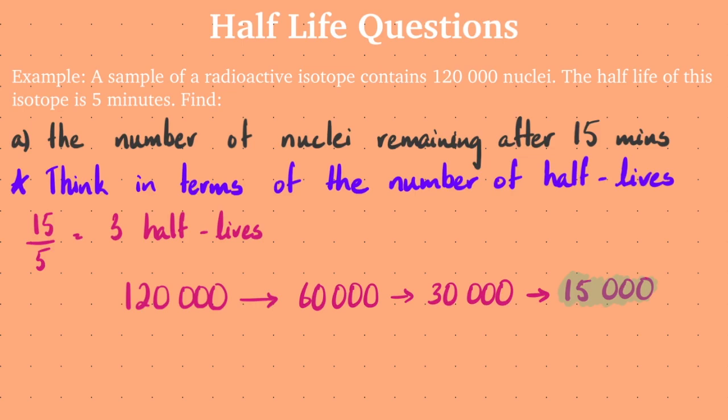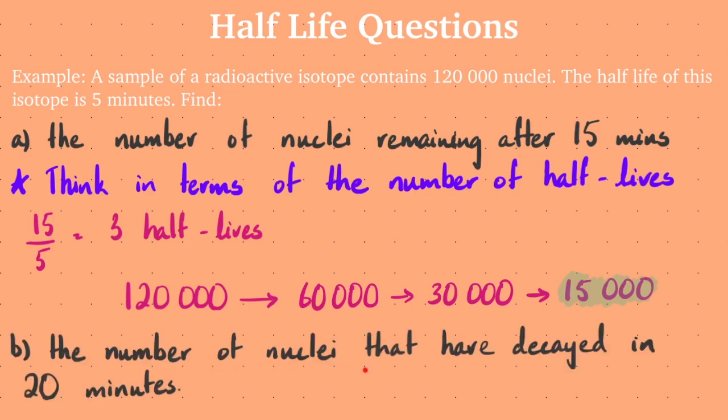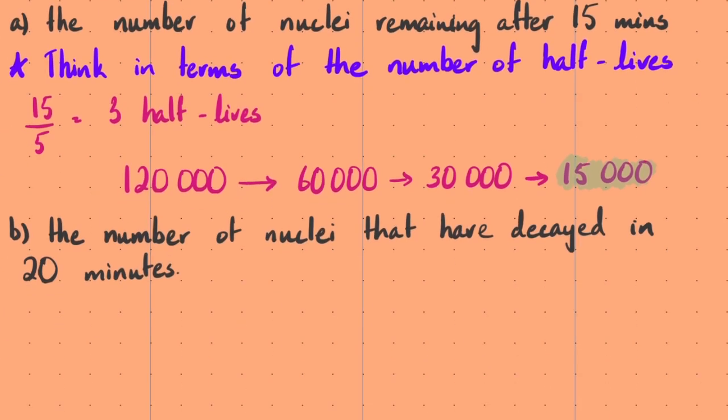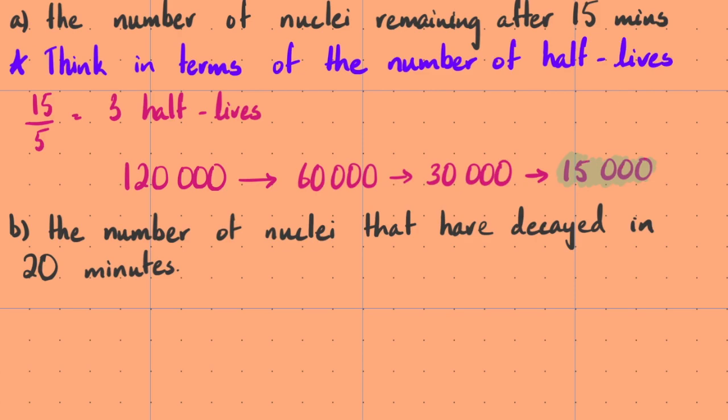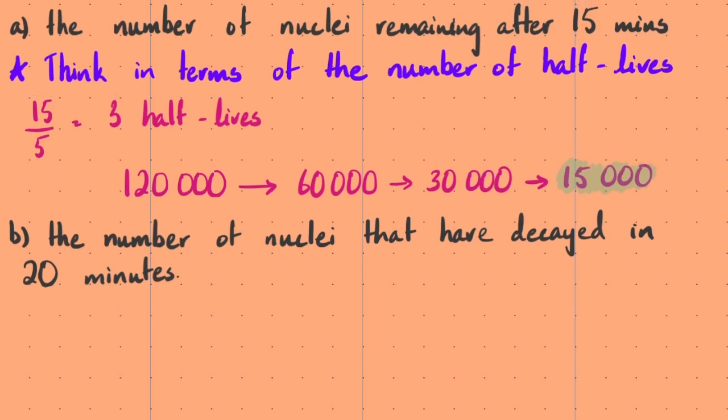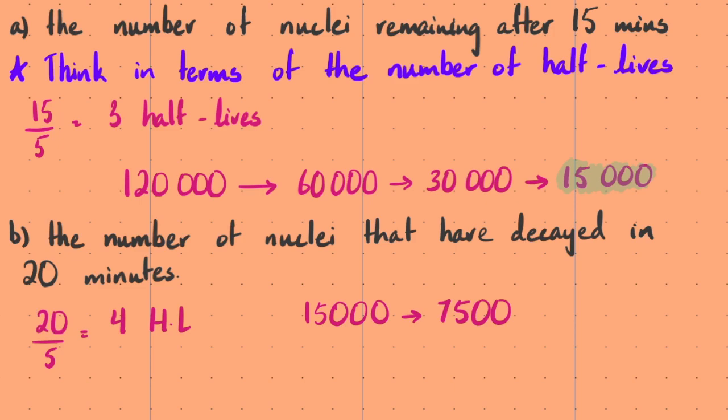Let's do another one. The next question asks the number of nuclei that have decayed in 20 minutes. So the working I did above was for 15 minutes, and now I just need to do it for 20 minutes. Very obviously I can see that each half-life is 5 minutes, so this is going to be 4 half-lives. I have already done the working for 3 half-lives here. So 4 half-lives means this number is going to get halved again. So 15,000 would become half of that, which is 7,500.